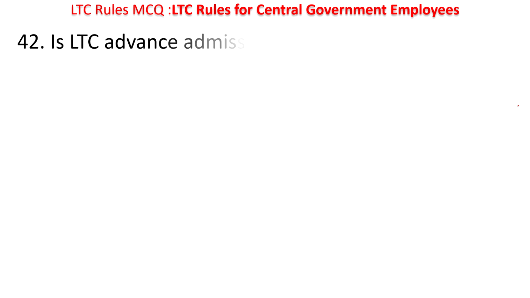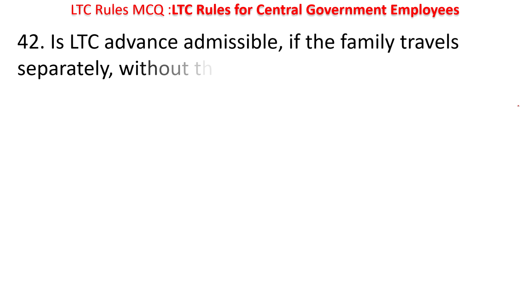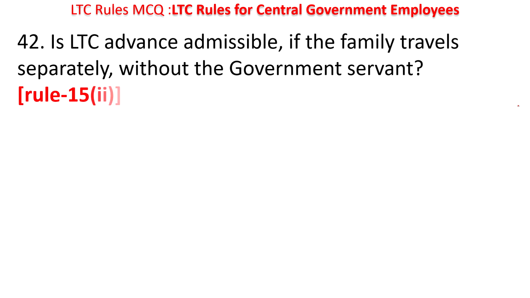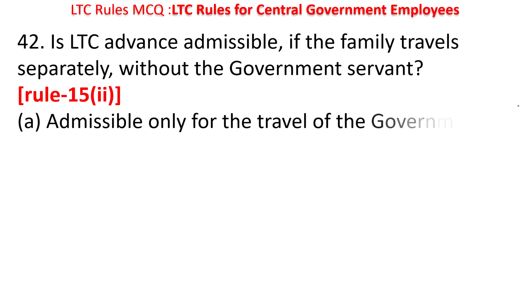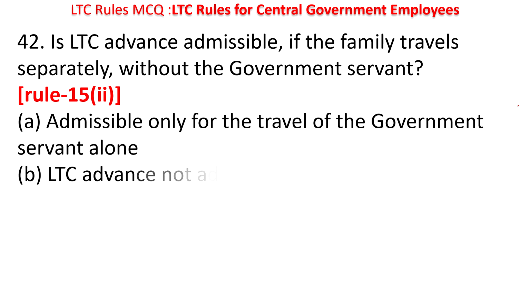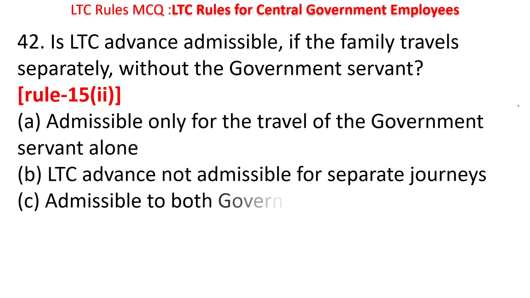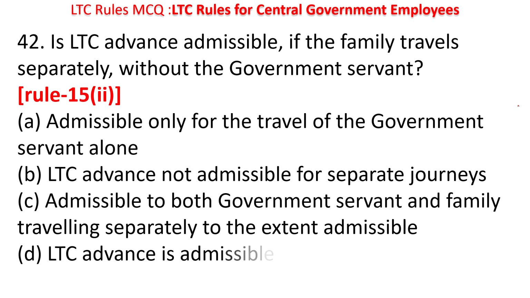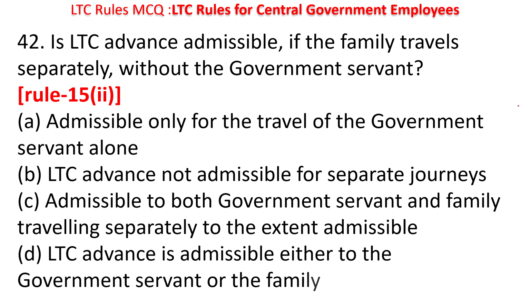Next question. Is LTC advance admissible if the family travels separately without a government servant? Admissible only for the travel of the government servant alone? LTC advance not admissible for separate journeys, admissible to both government servant and family traveling separately to the extent admissible, LTC advance is admissible either to the government servant or the family. Your time starts now. Rule 15.2 of LTC rules. The answer is admissible to both government servant and family traveling separately to the extent admissible.